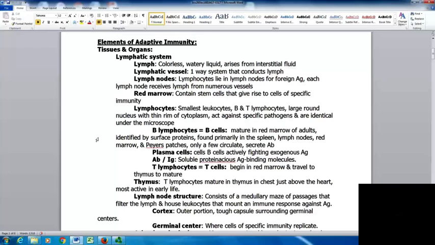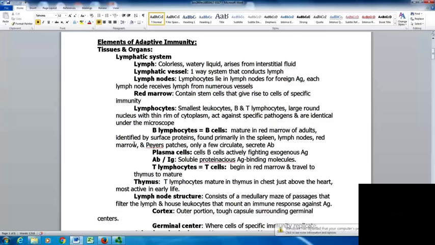Your lymph nodes are going to have lymphocytes in them. The lymphocytes lie in the lymph nodes to catch foreign antigen. Each lymph node will receive lymph from numerous vessels. So they're a filtering station for these vessels. Your red marrow is going to contain stem cells that will give rise to the cells of specific immunity.